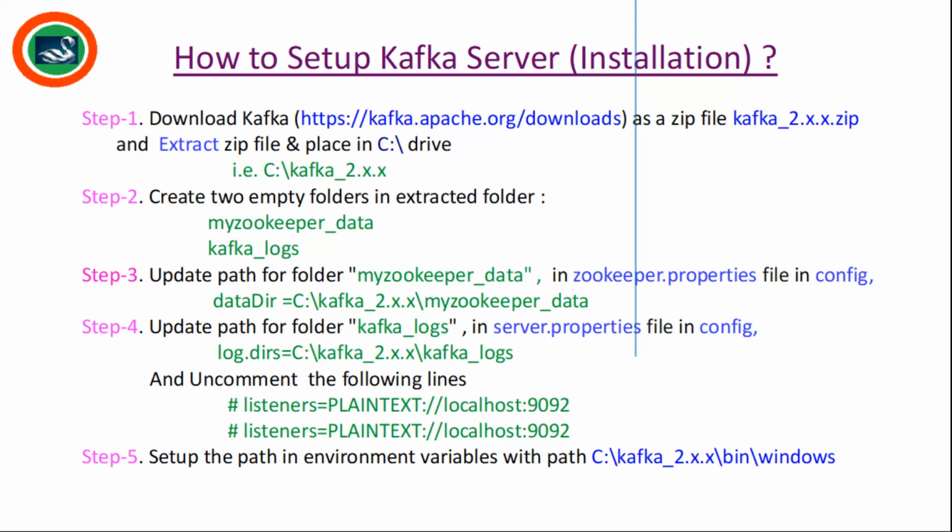Then step 3, update the path for the folder Zookeeper underscore data in the zookeeper.properties file in the config folder. Step 4, update the path for the folder Kafka underscore logs in the server.properties file, which is in the config folder. Then uncomment the following lines. There are 2 lines that we have to uncomment in the same server.properties file. Then the fifth step is to set up the path environment variable, path /bin/windows.